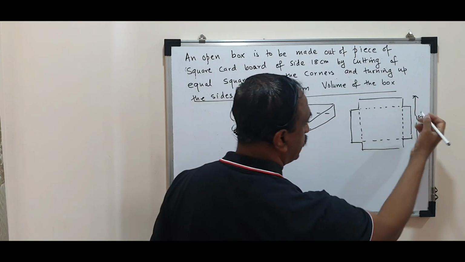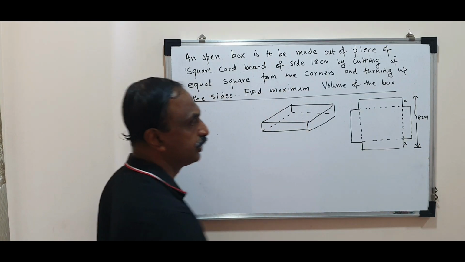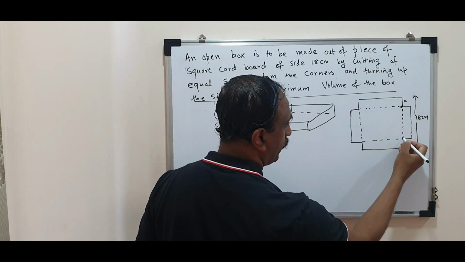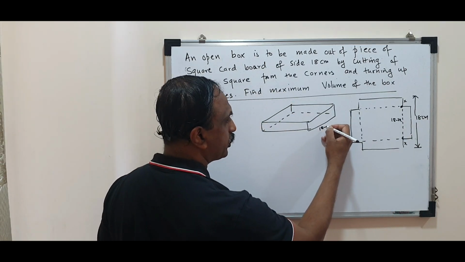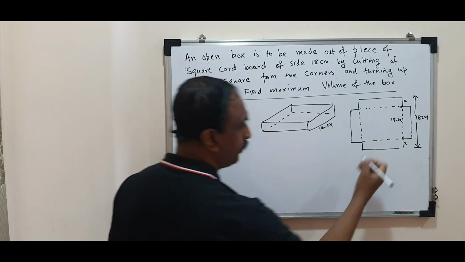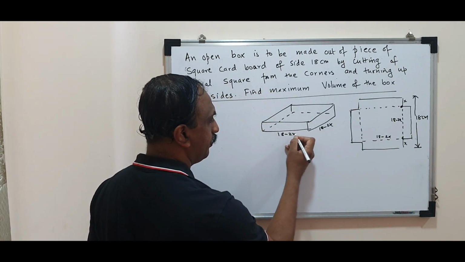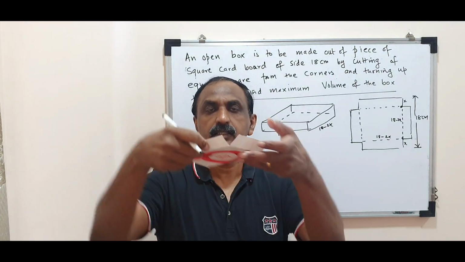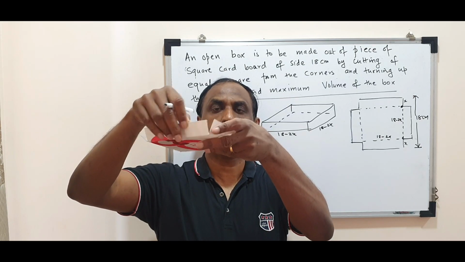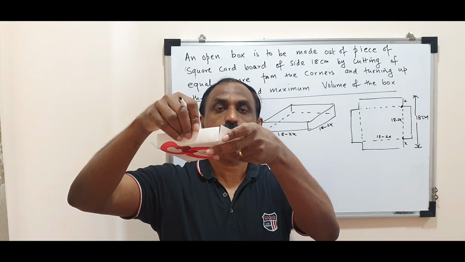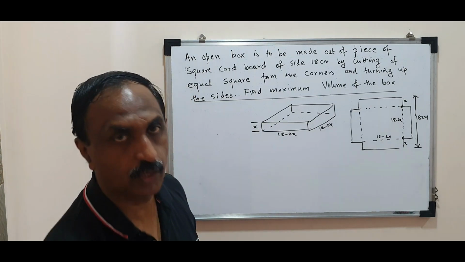So initially it was 18. Let's imagine we have cut a square of length x. So naturally from ear till ear, it will be 18 minus 2x. So 18 minus 2x will be its breadth. Same way, 18 minus 2x will be its length. And what will be the height? If this is the length of the side of the square cut, when you fold it, this part becomes the height of the box. So height of the box will be x.